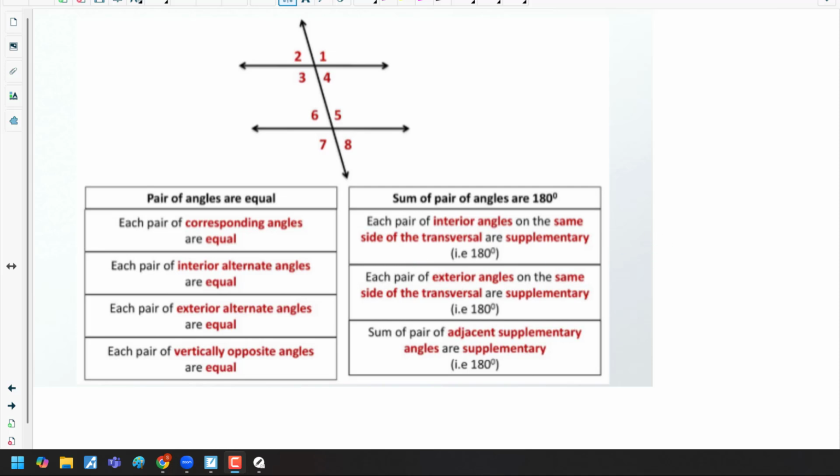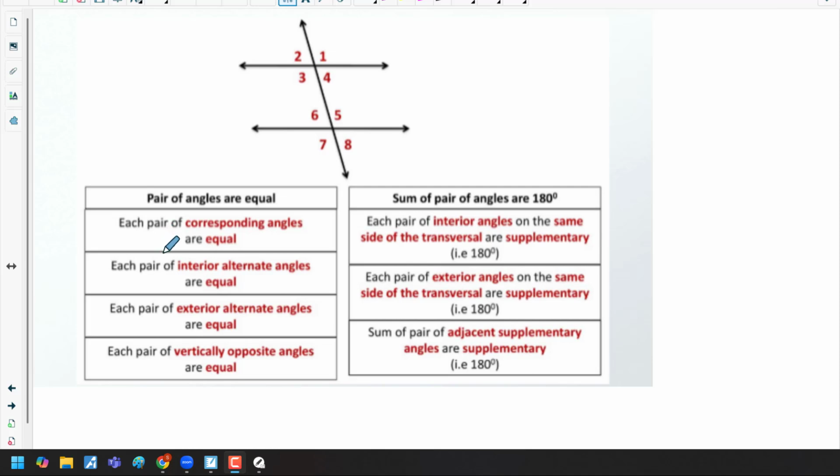Here we have parallel lines, and then a line that's crossing both parallel lines, a transversal, and we have 8 angles here. 1, 2, 3, 4, 5, 6, 7, 8. So this is a situation with pairs of angles that are equal. Each pair of corresponding angles are equal.